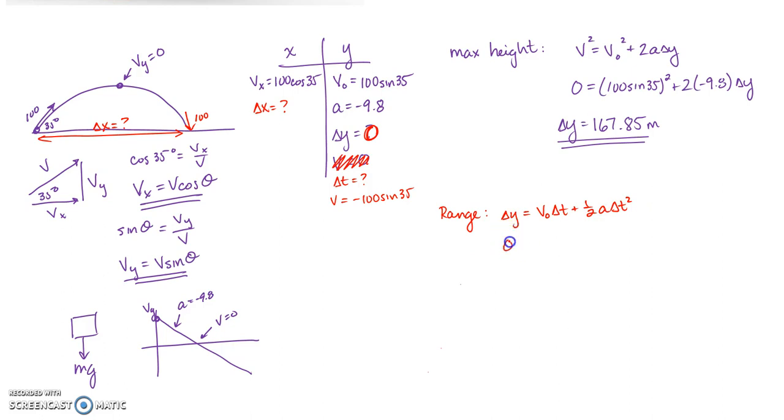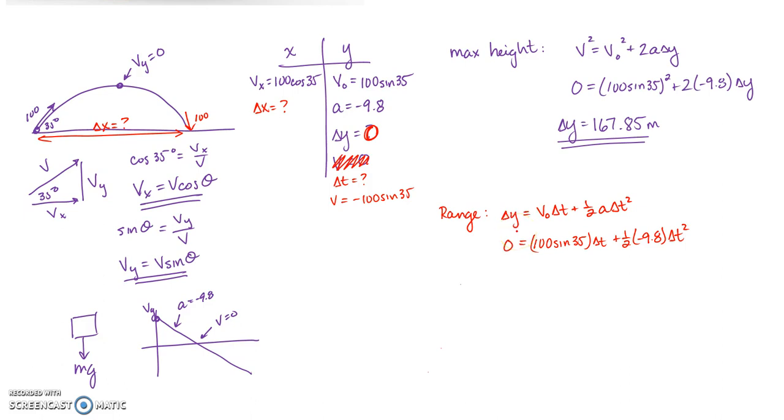And we know our displacement is 0. Initial is 100 sine 35, plus 1/2 negative 9.8 delta t squared. Now, you could punch this in your calculator if you need the quadratic. You can solve it that way. So again, if this is not 0, you're going to have to do that.